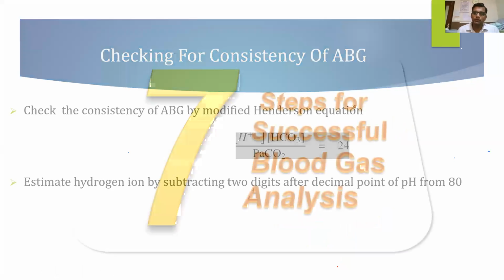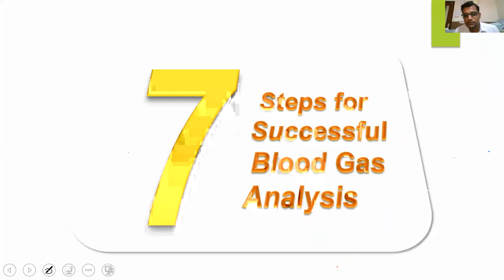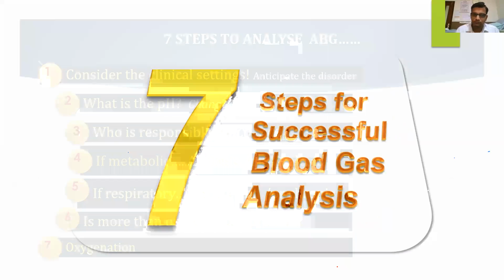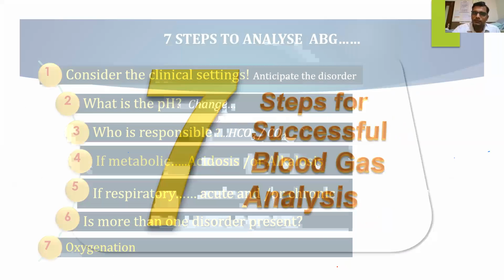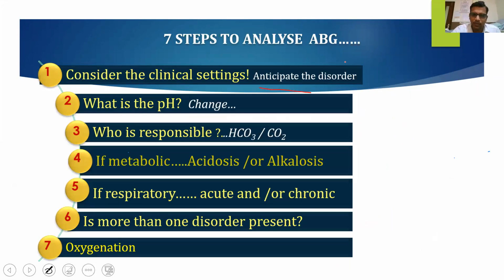Now we'll go to the steps for successful analysis of blood gases. The first step is we have to consider the clinical setting. I would say this is the most important step. We just don't look at the ABG alone. We have to look at what is the clinical scenario, whether it is an acute scenario or a chronic scenario. We have to understand that and interpret the ABG accordingly.